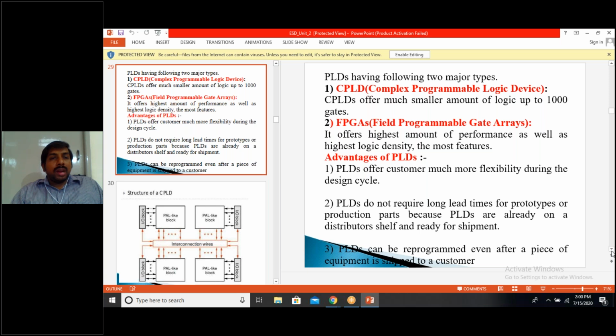The advantages of PLDs are they offer customers much more flexibility during the design cycle. They do not require long lead times for prototypes or production parts because PLDs are already on the distributor shelf ready for shipment. So a PLD is available ready-made. You can just program it. So your hardware can be a PLD. PLD again is classified into ROM, PLA, and PAL. PLDs can be reprogrammed in some designs, even if they are shipped to a customer.